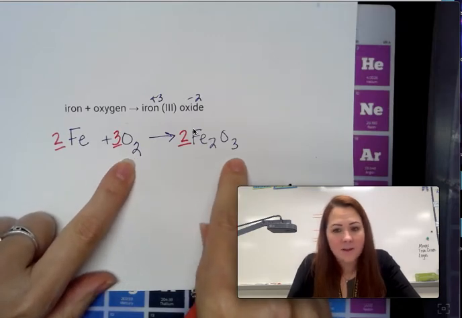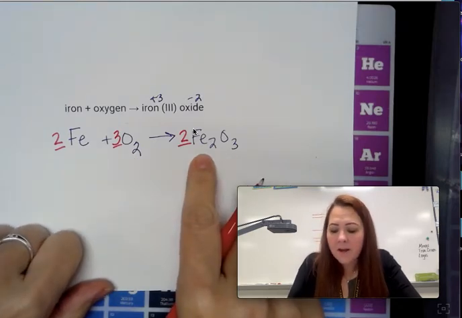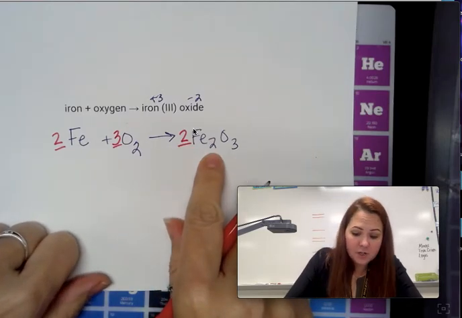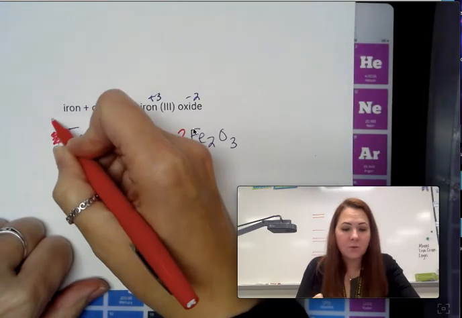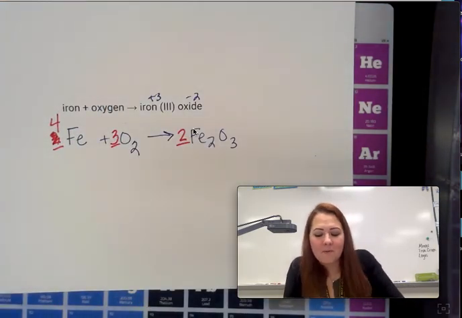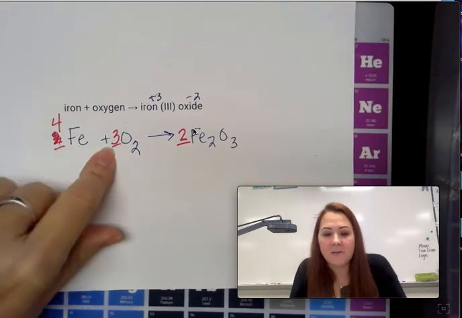But that messed up my iron again. My iron, I have 2 times 2 is 4. So I'm going to have to change this number to a 4. This is why it's helpful sometimes to use pencil. But we have a 4, a 3, and a 2 to balance this problem out.